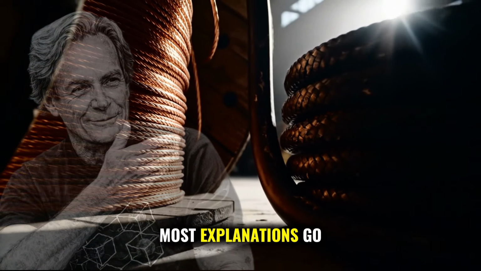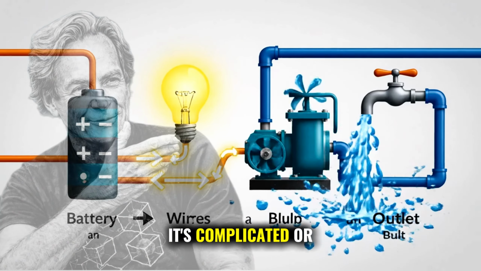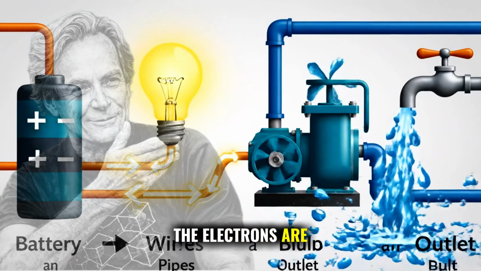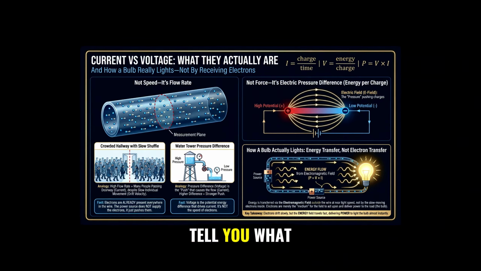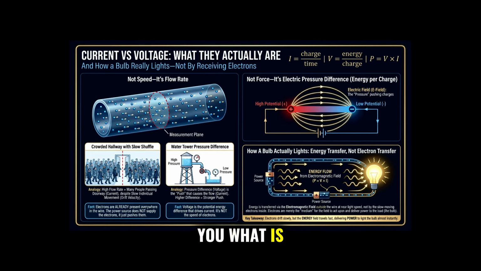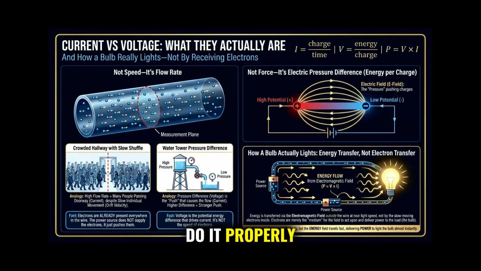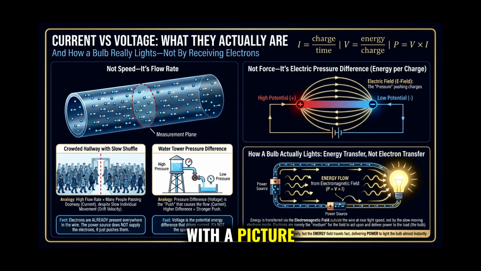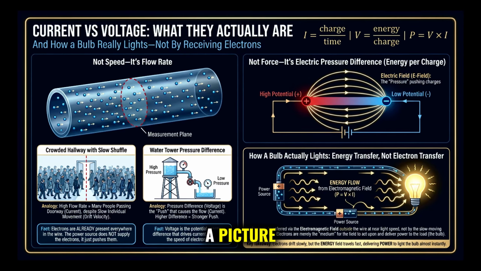This is where most explanations go off a cliff. They start waving hands and saying, well, it's complicated, or the electrons are already there, or the signal travels fast. But they don't tell you what the signal is. They don't tell you what is moving fast. They just change the words. So I want to do it properly. I want you to walk away with a picture you can actually imagine. Not a word. A picture.